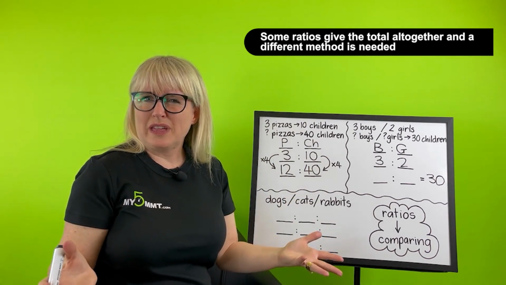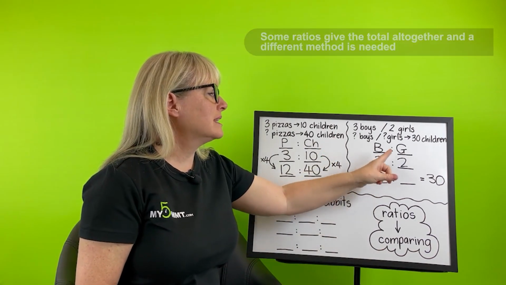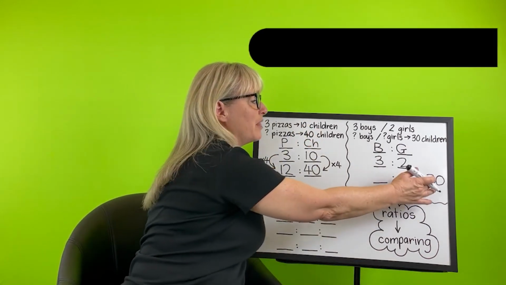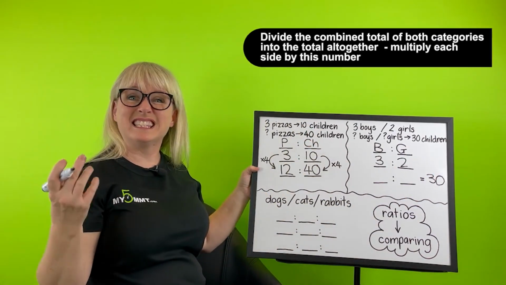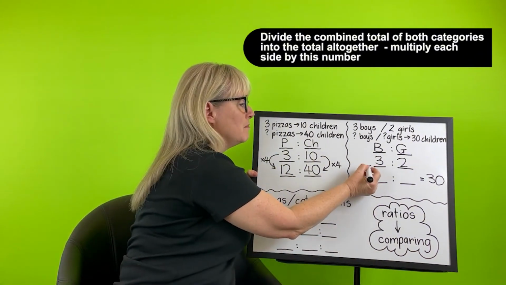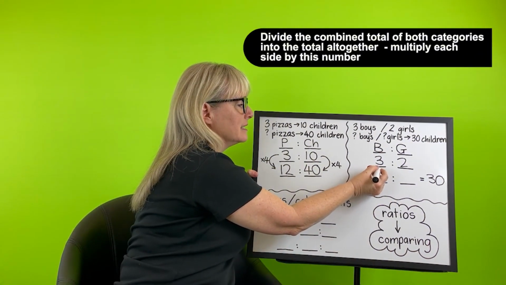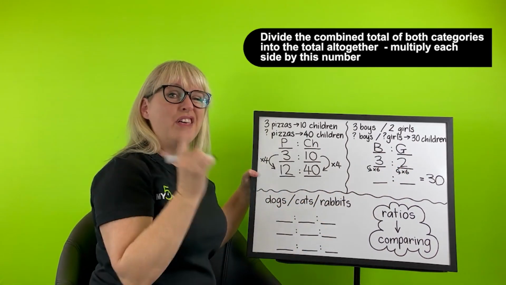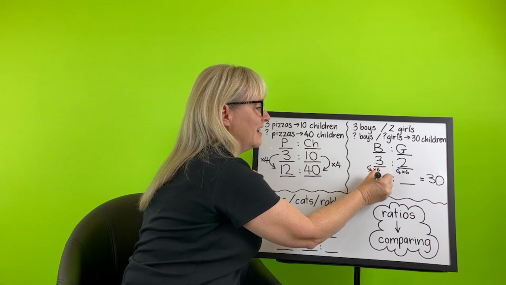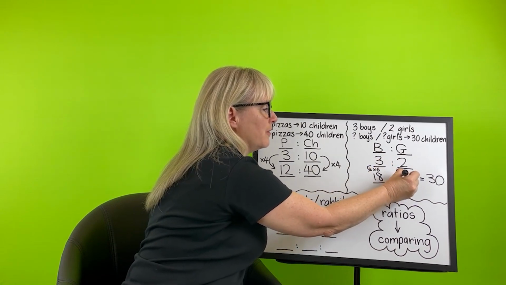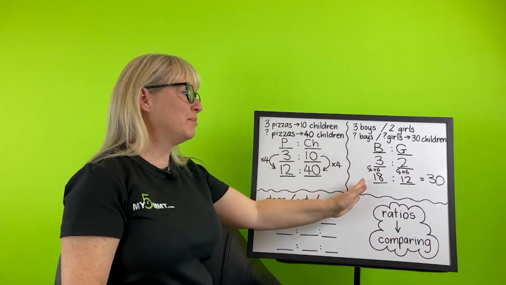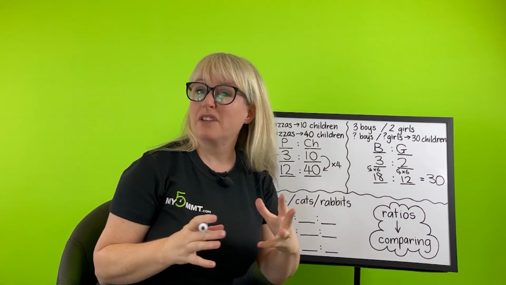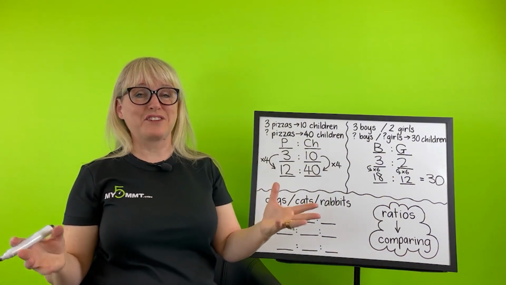Well, how do I do that? I look at my boys and girls and go, there's 3 and 2. That makes 5. So if I divide 30 into 5, I get 6. That means I'm going to multiply this by 6, and I'm going to multiply this number by 6 as well. 3 times 6 is 18, and 2 times 6 is 12. That means I've got 18 boys to 12 girls, and altogether 18 and 12 make 30. So my answer is correct.